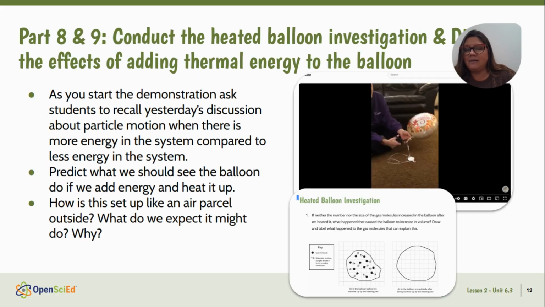Part 8 and 9, as you start the demonstration, look back before you move forward. Ask students to recall what we figured out during the soap bubble investigation, and how might some of those ideas apply to this balloon that we have here if we were to heat it up. Predict what we should see happen if we heat the balloon up or add energy to it. Ask students to really think about how this model with the balloon could be like a parcel of air outside.